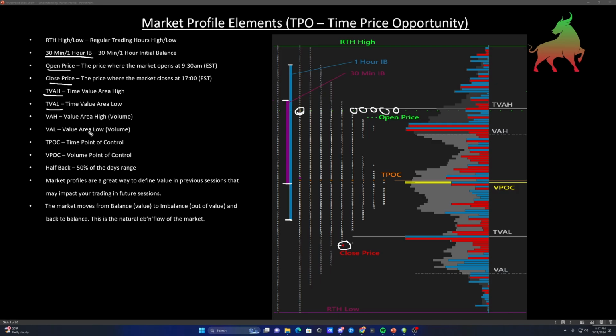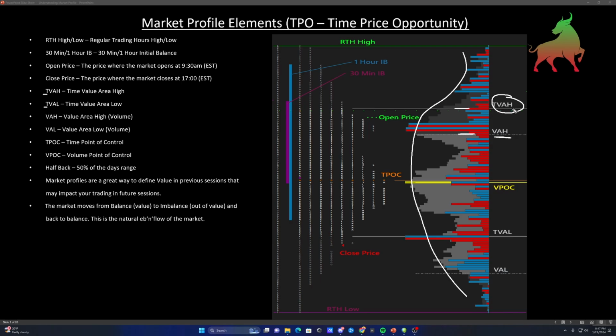TVAH, TVAL, time value area high and time value area low. The reason why I put a T in front of value area high and value area low is because I use a volume profile as well. I don't want to confuse value area high for volume with value area high for time. So I'll just call it time value area high versus your normal value area high on the volume side.